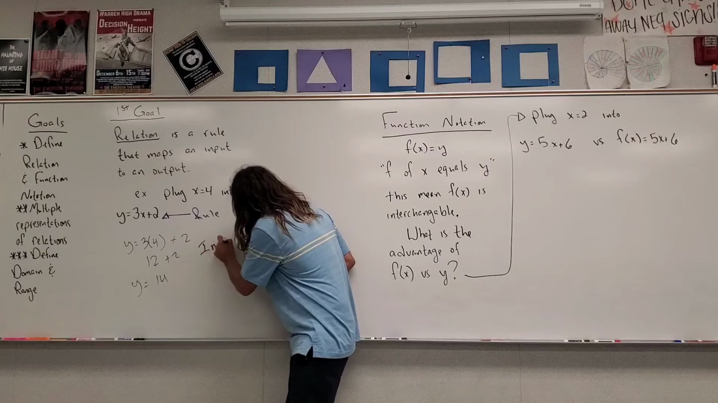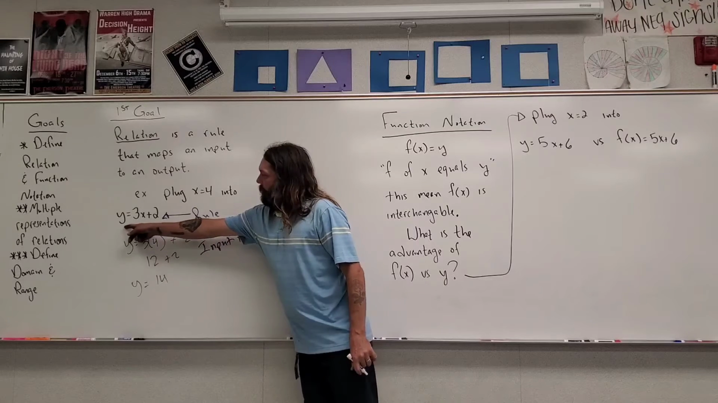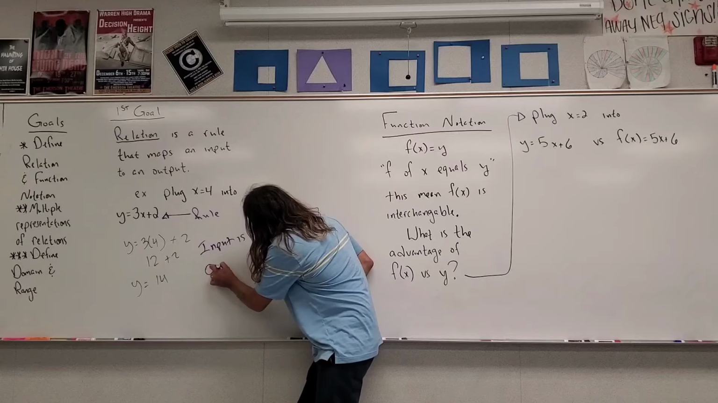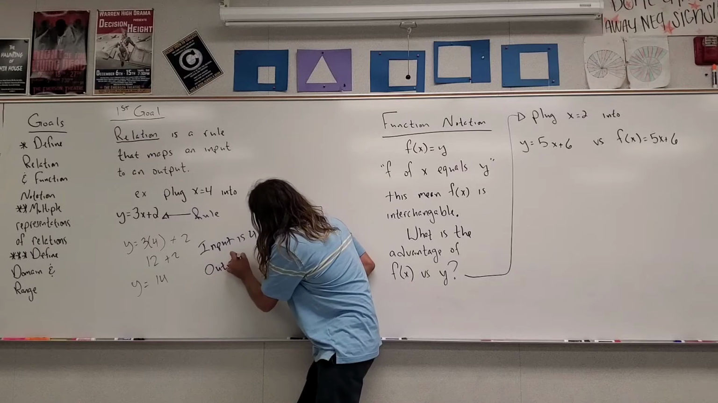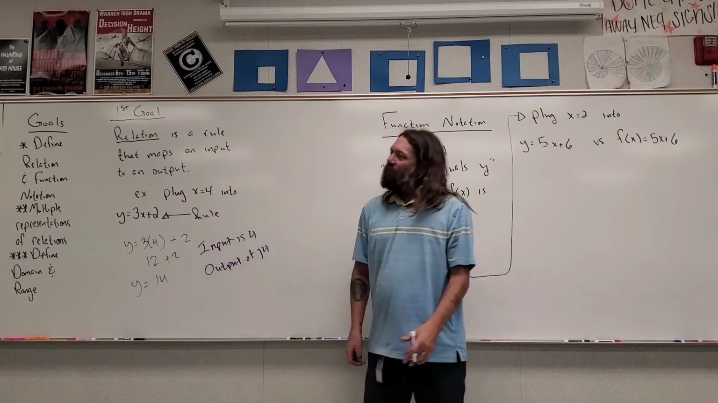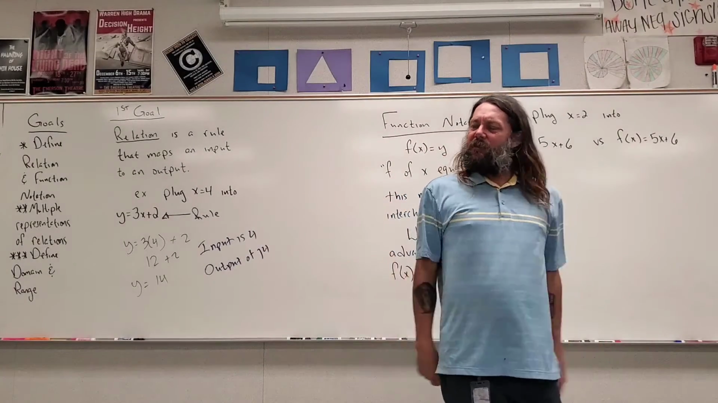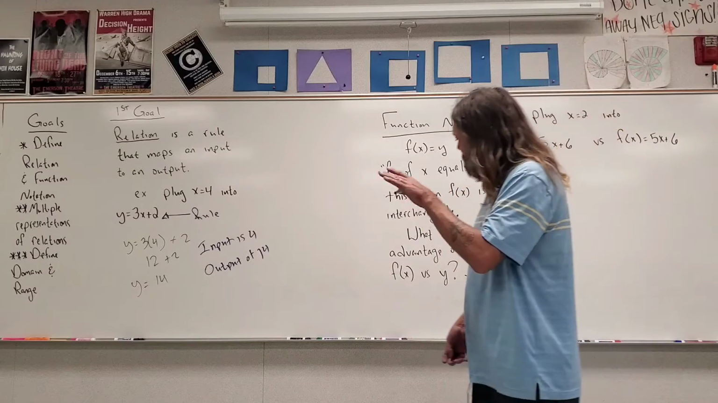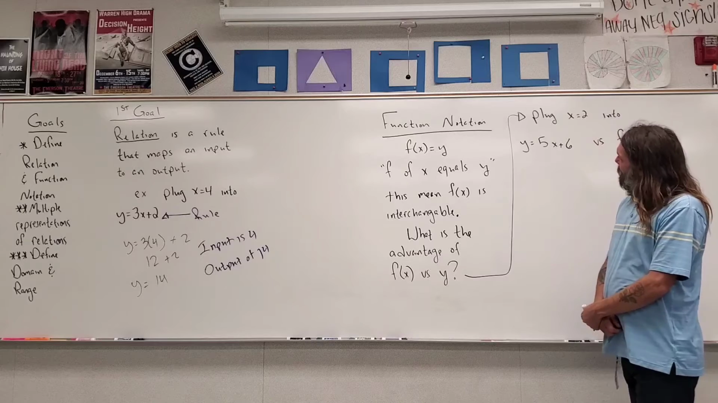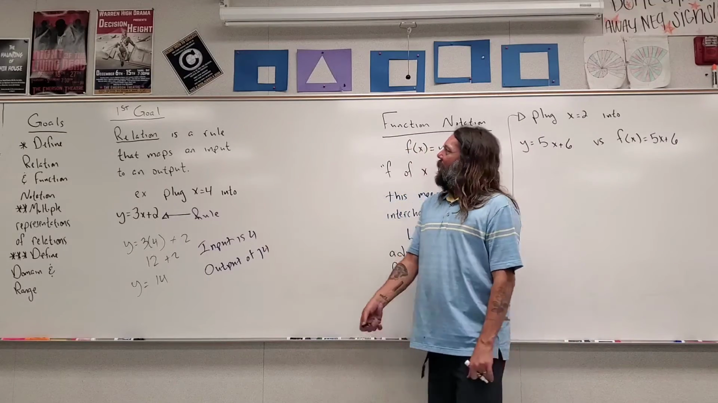Input is 4. The rule was y equals 3x plus 2, and that gave me the output of 14. Okay, so that's an example of a relation. You plug in something, you get something back. A vending machine is a physical example. You put in money, press a button, you get back the right product. All right, so that's what a relation is. And we'll get a little bit more into it, but I think that's good enough for what we need.